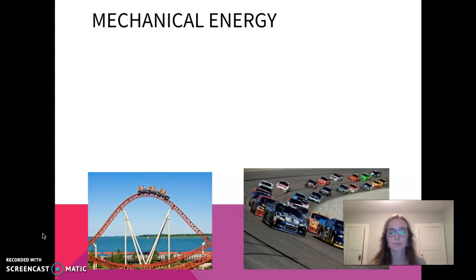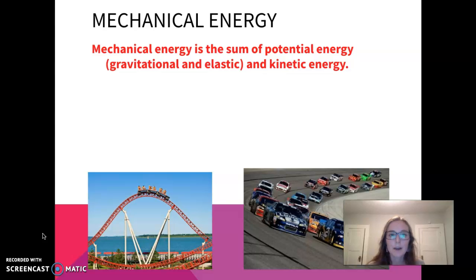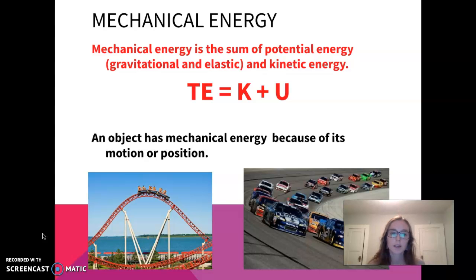So there are a few types of energy. We're going to start with mechanical energy. This is the sum of the potential and kinetic energy. So gravitational and elastic potential energy and kinetic energy. We see some examples here, whether it might be like a roller coaster or cars moving around a racetrack. An equation we can think of is total energy or mechanical energy equals K, kinetic energy, plus U, potential energy. And an object has mechanical energy because of its motion or position. So make sure to take notes on this.